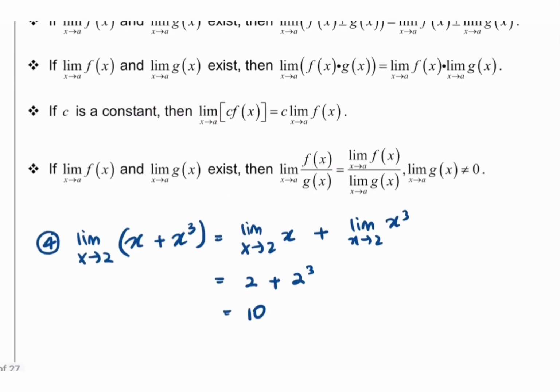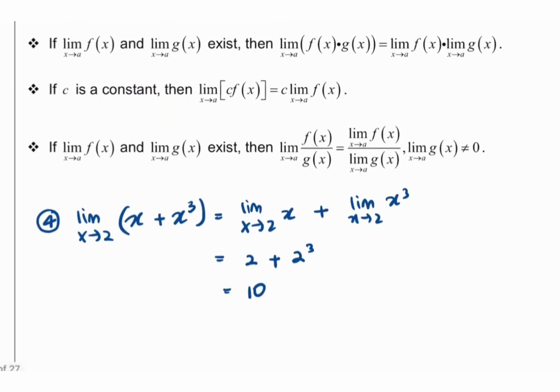Okay, untuk yang properties yang kelima, so if limit f(x) as x approaching to a and limit g(x) as x approaching to a exist, then limit f(x) times g(x) as x approaching to a is equal to limit f(x) as x approaching to a times limit g(x) as x approaching to a. Okay, so maksud kita boleh pecahkan limit-limit ni dan darabkan dia.